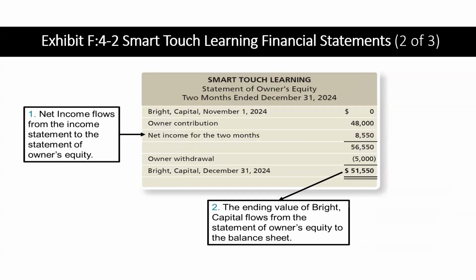This other exhibit shows the statement of owner's equity. And remember, the net income that we talked about earlier is showing up on the statement of owner's equity. And the ending value of Bright Capital flows from the statement of owner's equity to the balance sheet. So this number that you see here, 51,550, will show in the balance sheet.